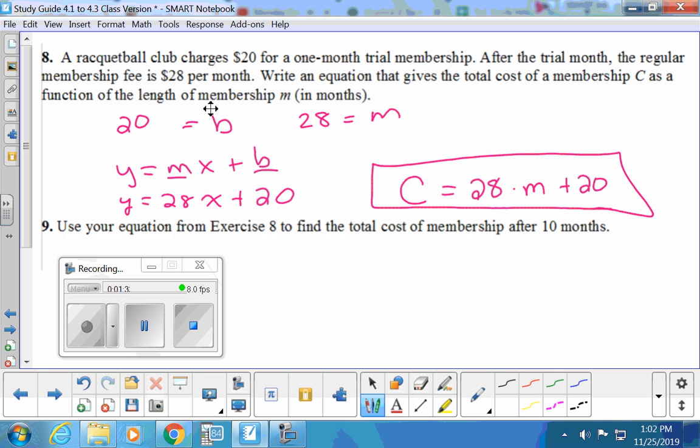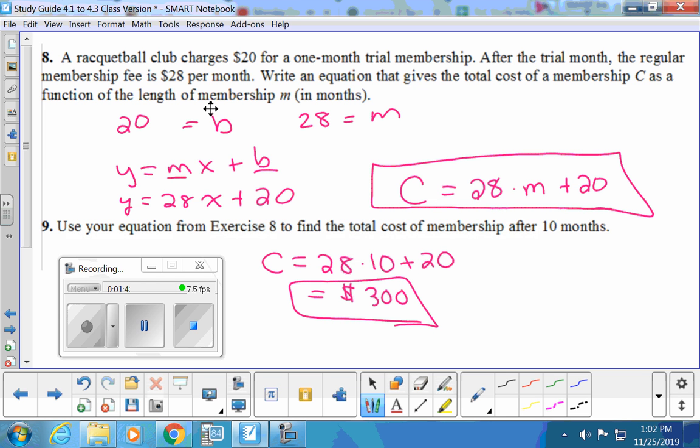We have to find the total cost of a membership after 10 months, put that in for m. What did we get for that answer? 300, okay. So good to go on that one?